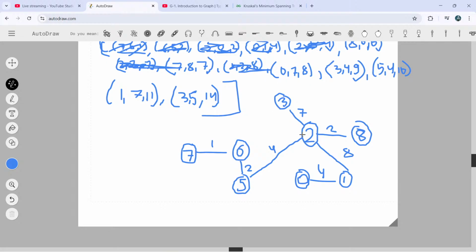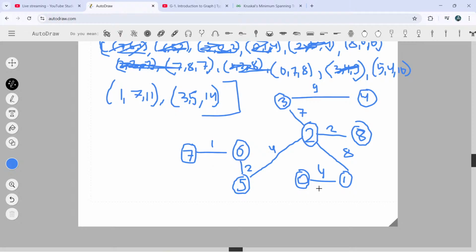Next is 0, 7. 0, 7 doesn't make a cycle? Yes, it is. Next is 3, 4. 3 and 4. Okay. 4. Weight is 9. Remove it. 5 and 4. Make a cycle? Yes, it is. Remove. 1 and 7. Make a cycle? Yes, it is not considered. 3 and 5. Make a cycle? Yes, it is not considered.